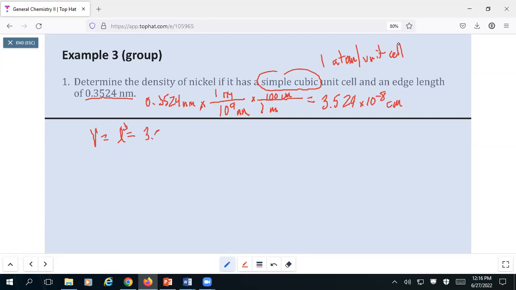So volume would be the edge length cubed. So 3.524 times 10 to the negative 8th centimeters, quantity cubed, which, to four significant figures, is 4.376 times 10 to the negative 23rd cubic centimeters.